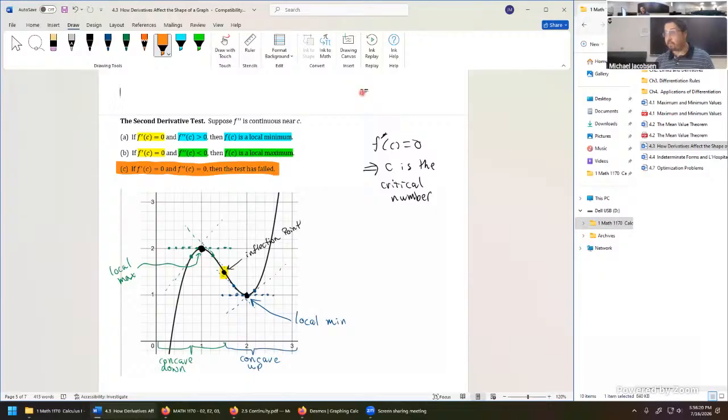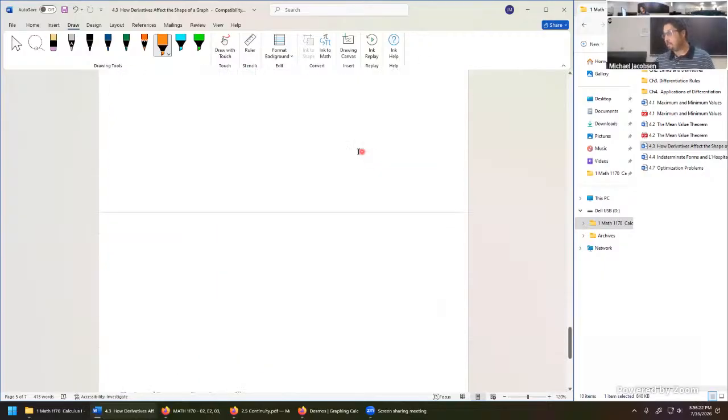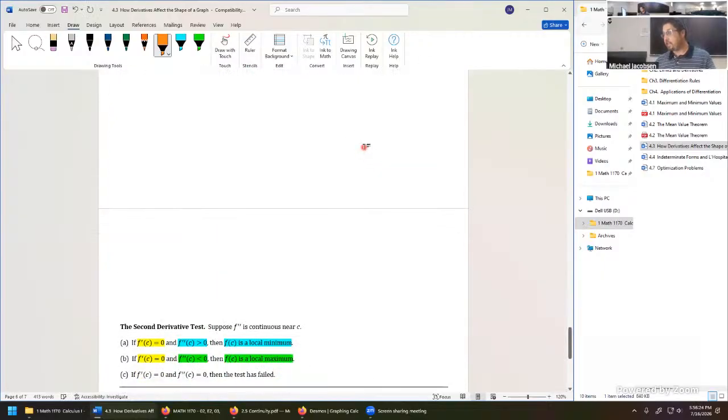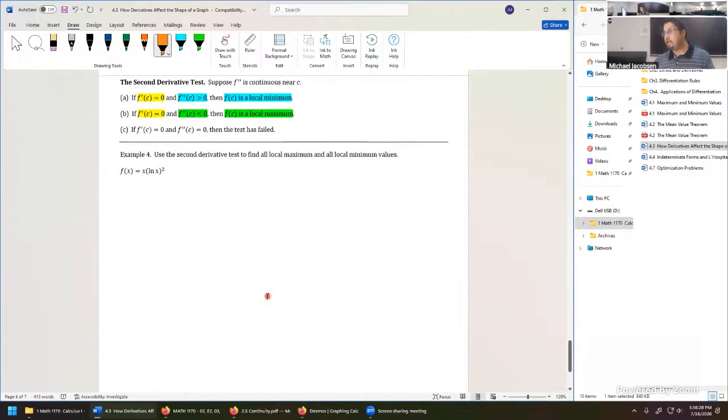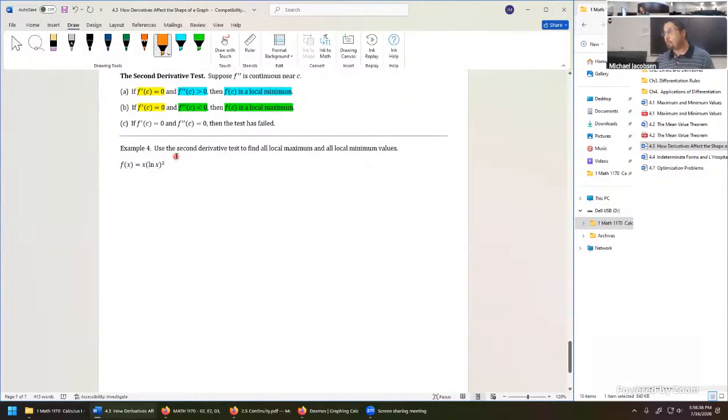Okay, let's give the second derivative test a try. Here it is again, just for easier reference. And now we have a particular function we're going to take a look into. Another logarithm it looks like, but a different function for sure. We want to use the second derivative test to find all local maximum and all local minimum values of that function. Pretty weird one, x times the square of natural log of x.